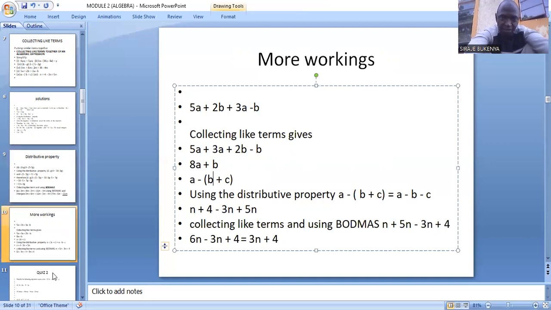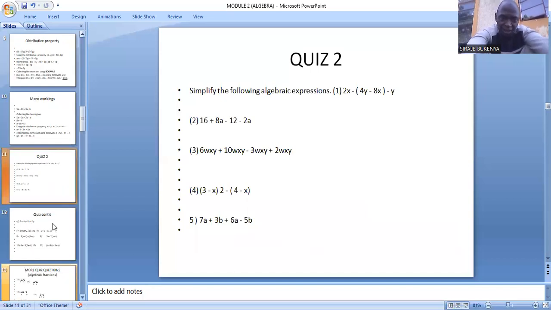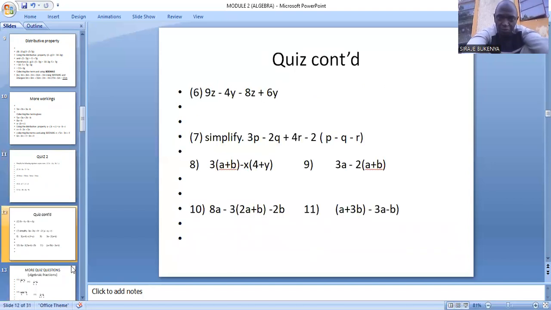So you can try a quiz. Simplify the following algebraic expressions. That means you're going to apply your ideas of opening brackets and then collect like terms. So pause the video, try those ones and see if you can get the answers using our ideas. You can try more questions here as given in that quiz.